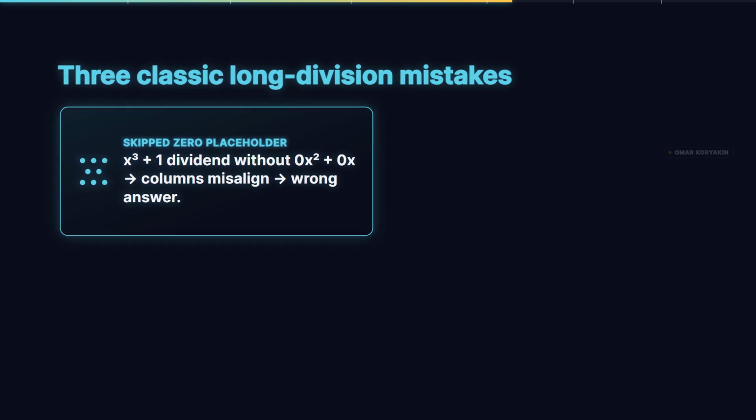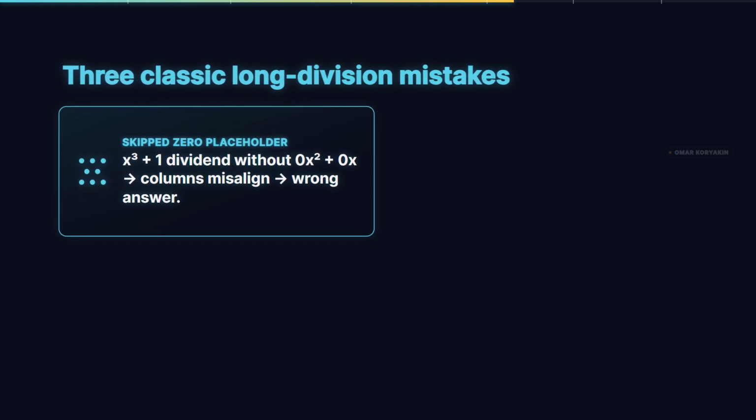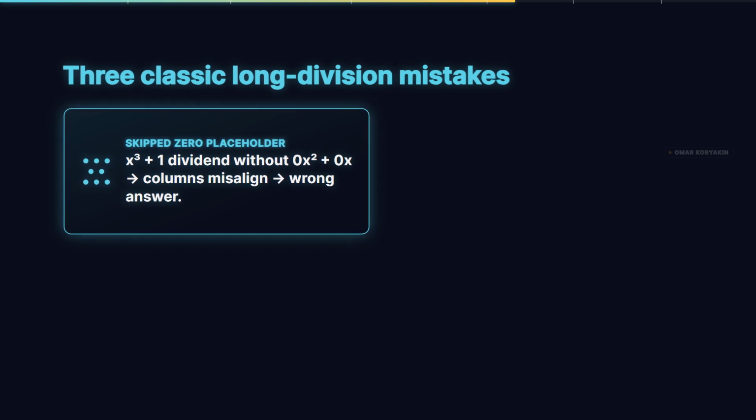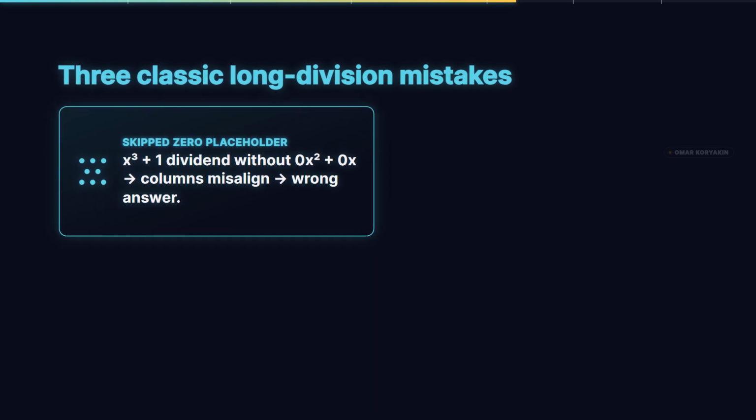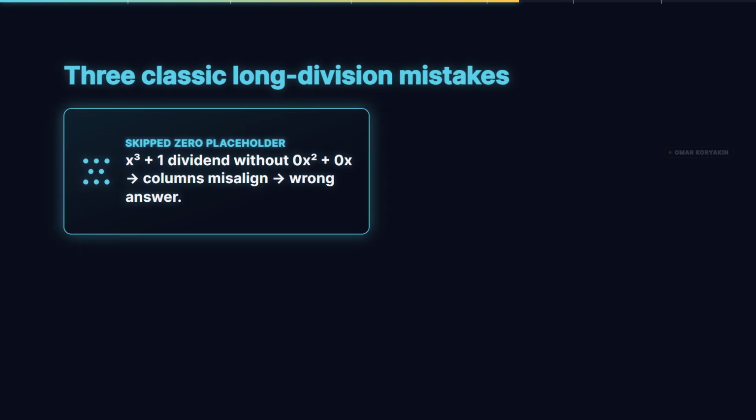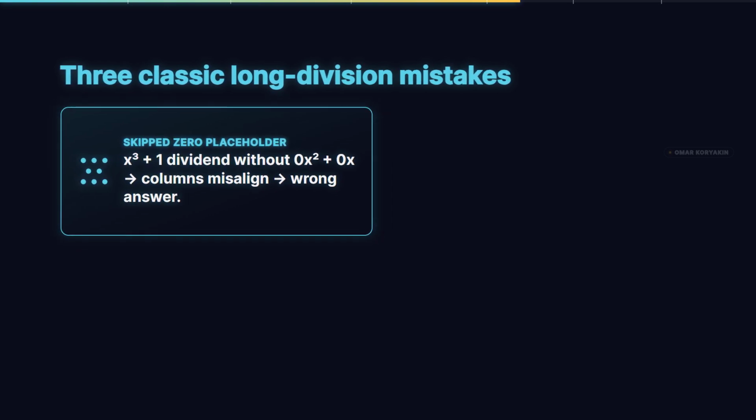The fix is to always rewrite the dividend with explicit zero placeholders for every missing exponent before starting any division work. Zero placeholders cost nothing and prevent the entire alignment error category.